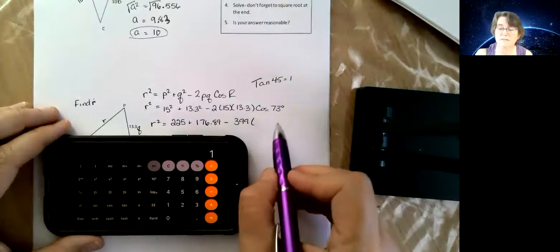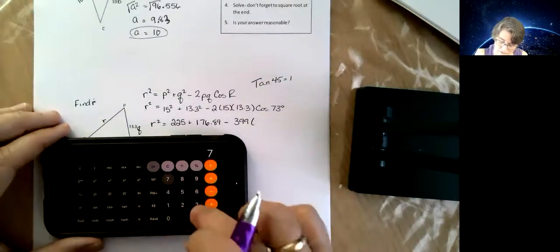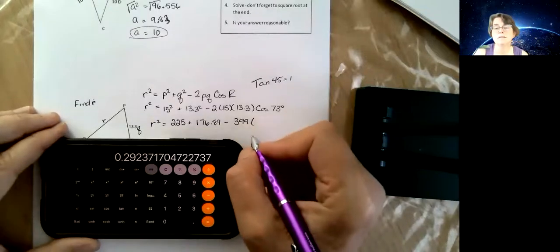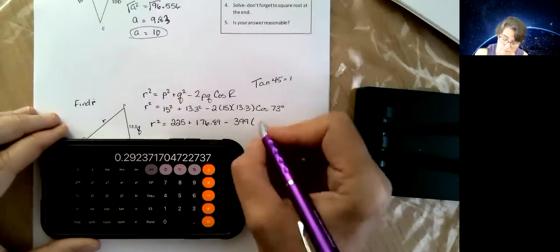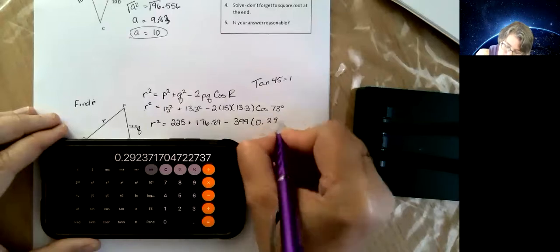I knew cosine of 73 was a positive number, so I was kind of freaking out there. The sine and cos of any angle less than 90 is always a positive number. So if you're doing something less than 90 and it comes out as a negative, your calculator's probably set wrong. 0.2924.